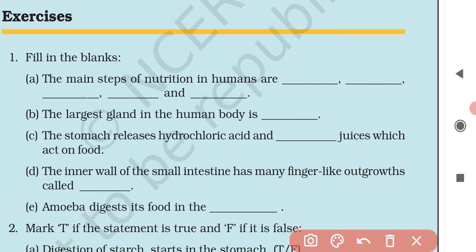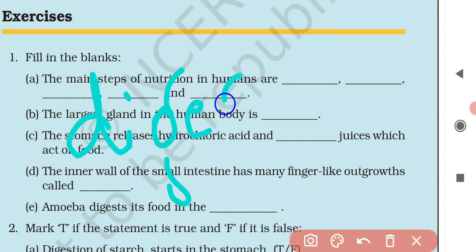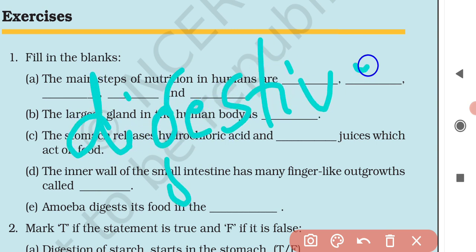Next question, question number C. The stomach releases hydrochloric acid and dash juices which act on food. The stomach releases hydrochloric acid and what does it release? It releases digestive juices. Digestive juices which act on food.